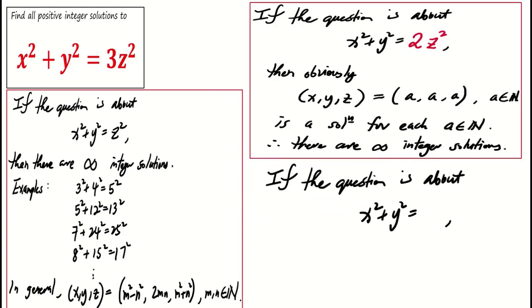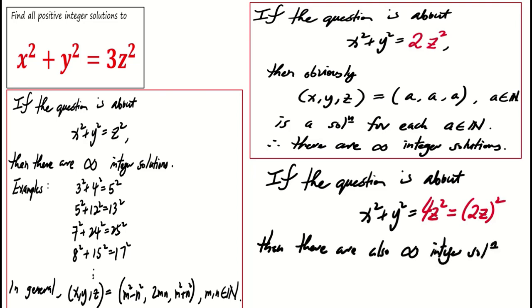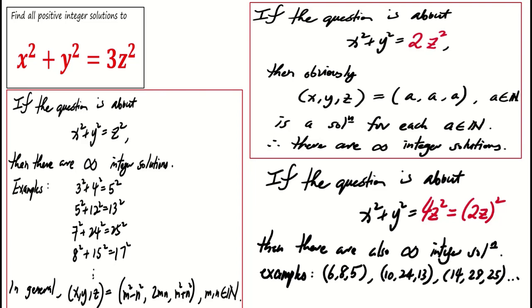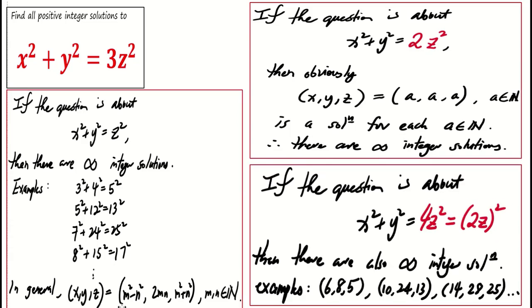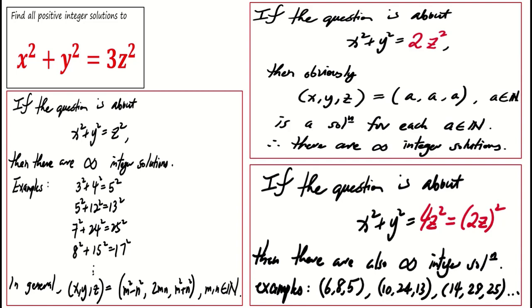Now, if we change z squared to 4z squared, we can rewrite 4z squared as the square of 2z. Here, the solutions are linked to Pythagorean triplets, with examples like 6, 8, 5, 10, 24, 13, and 14, 48, 25. We leave finding the general solution as an exercise for you. In summary, there are infinitely many solutions to the equation x squared plus y squared equals 4z squared.